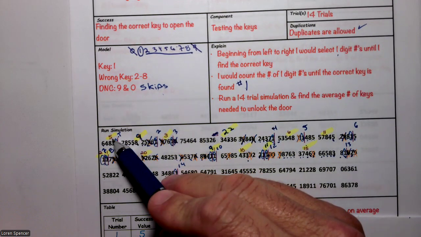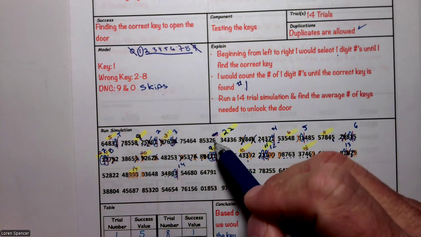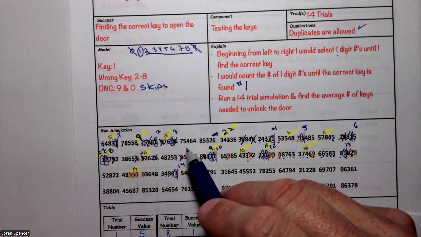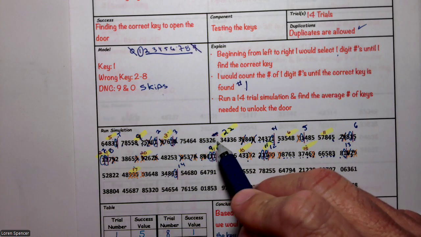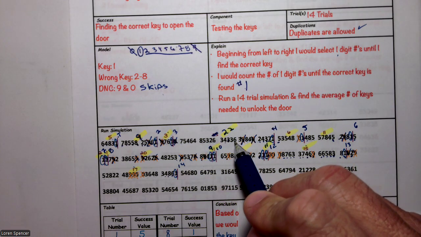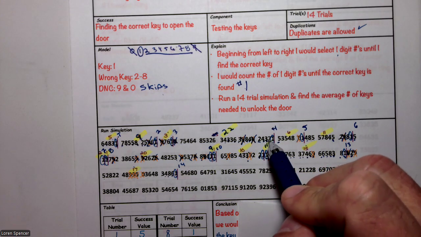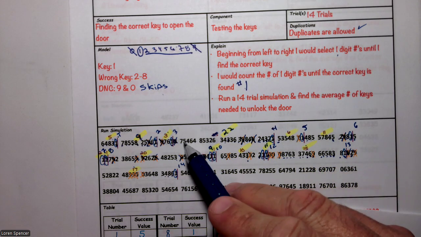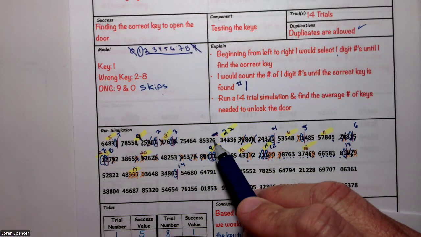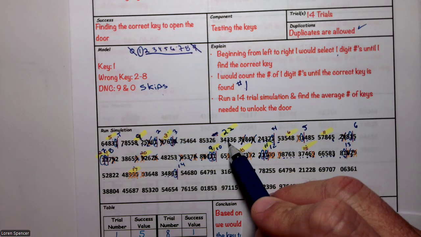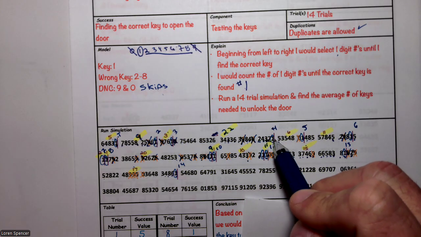So trial 1 took us 5. Trial 2, 9. Trial 3, 3. Trial 4, I'm going to recount those and make sure I didn't make a mistake. 1, 2, 3, 4, 5, 6, 7, 8, 9, 10, 11, 12, 13, 14, 15, 16, 17, 18, 19, 20, 21, 22, 23. Ooh, maybe I did make a mistake. That'd be good.